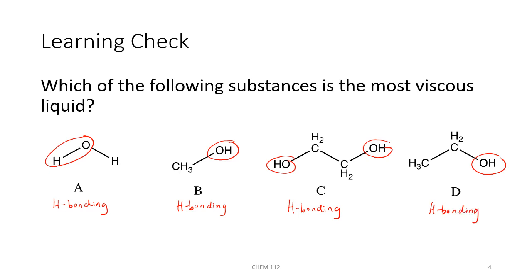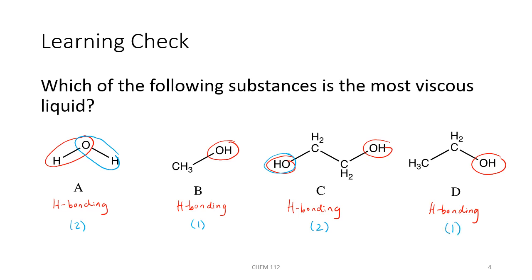So since all four molecules contain the same strongest intermolecular force, there has to be a way that we can distinguish between them. In water, there's not only one hydrogen bond present, but there's actually two hydrogen bonds present per molecule. In B, methanol, there's only one hydrogen bond present per molecule. In C, ethylene glycol, there is also two hydrogen bonds present per molecule. And in D, ethanol, there is only one hydrogen bond present per molecule.